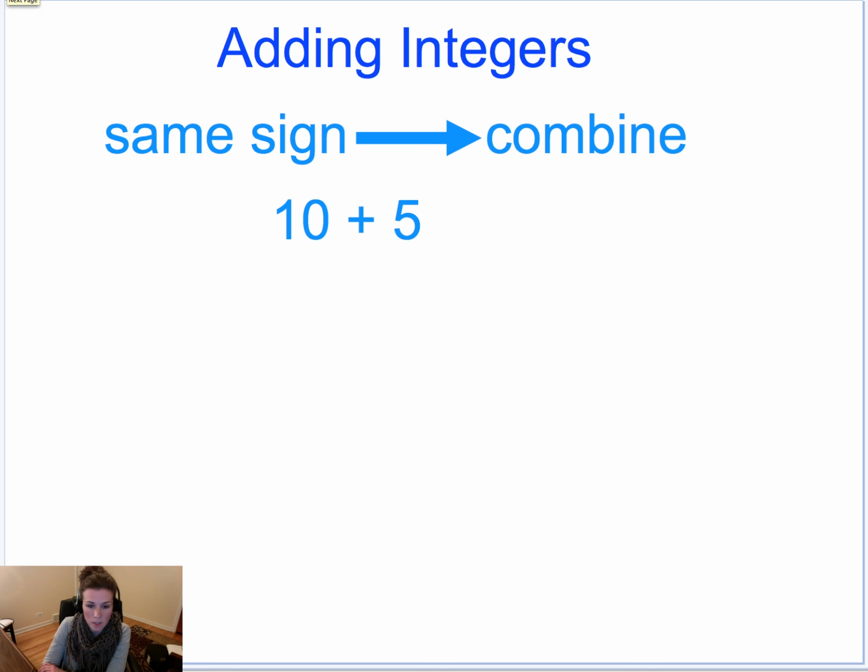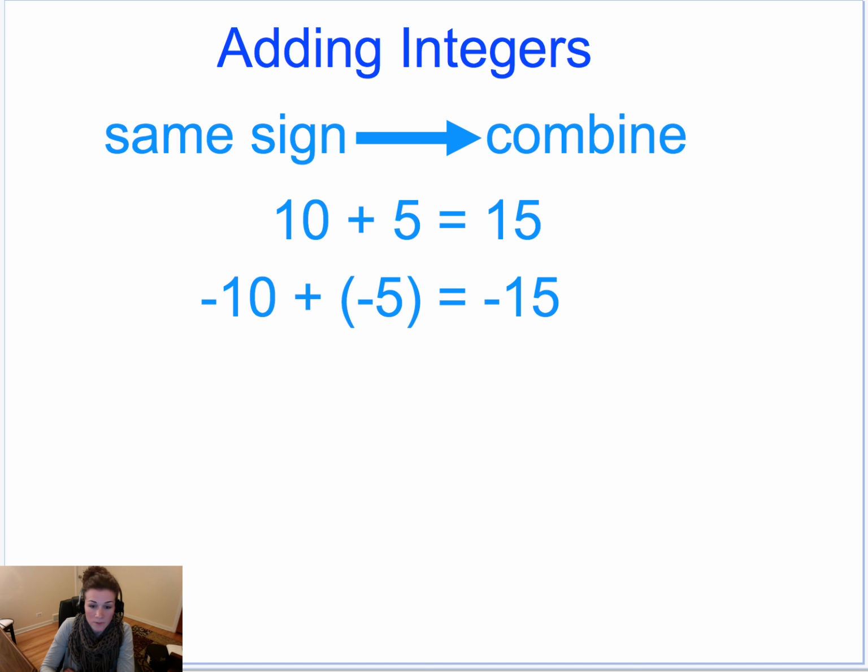We have 10 plus 5. 10 is positive, 5 is positive, so they have the same sign. So we combine them together. 10 plus 5 would be 15. Here we have negative 10 plus negative 5. They're both negative numbers, so again we combine them together. So negative 10 plus negative 5, or you could think of it as having 10 negatives and 5 negatives. How many negatives do you have altogether? 15, and because both of them are negative, it's negative 15.